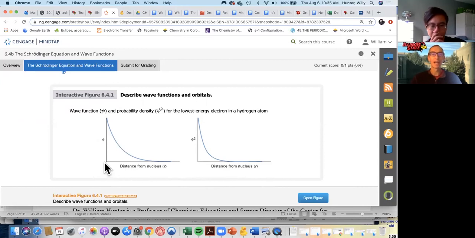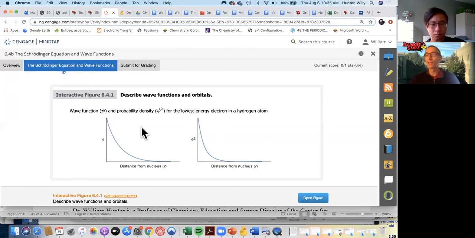Here, as we move further away from the nucleus, this line, this probability function, this wave function, gets smaller. And so that should tell us that the further away we are from the nucleus, there's less likelihood that we're going to find the electron. This wave function is a mathematical solving of Schrödinger's equation.